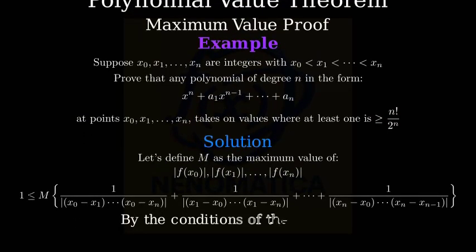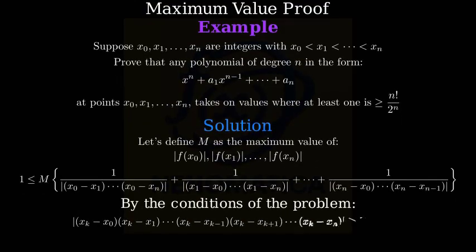Now, according to the conditions of our problem, we can observe that the absolute value of the product of x sub k minus x sub 0, x sub k minus x sub 1, and so on, skipping x sub k minus x sub k, until x sub k minus x sub n is greater than or equal to k factorial times n minus k factorial. This is because the integers are in ascending order, so each difference x sub k minus x sub j for j less than k is at least 1, and each difference x sub k minus x sub j for j greater than k is at least -1.